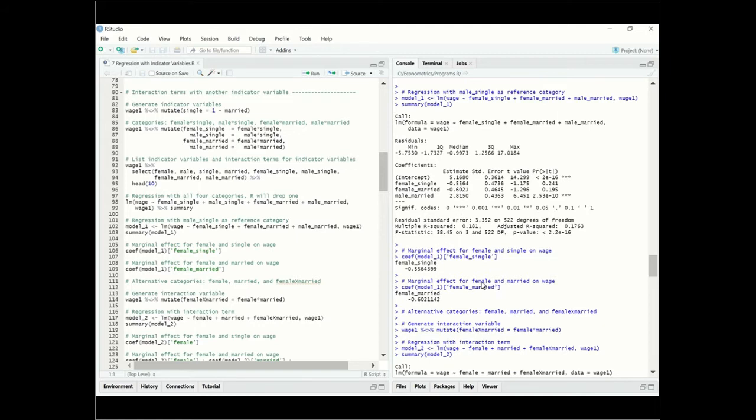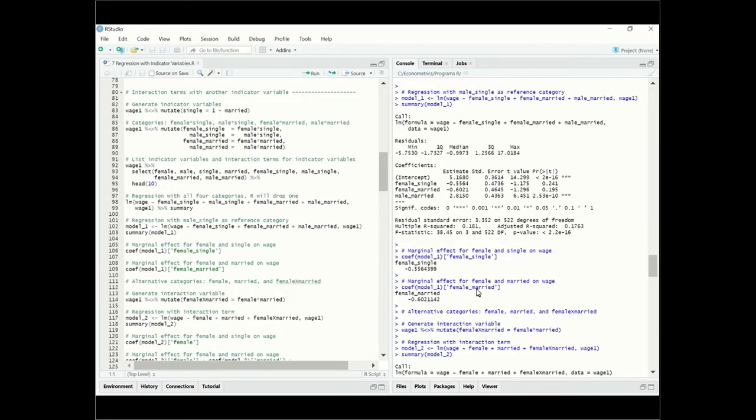And the marginal effect for being female and married on wage would be the coefficient that we see here on married. So basically, if the person is female and single, they would be getting about 55 cents less in salary compared to the reference category, which is male and single. And if we have a person who is female and married, they will be getting 60 cents less compared to being male and single. So that's one way in which we can do interaction terms.